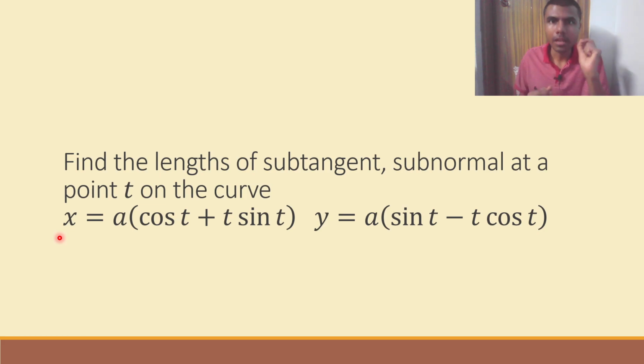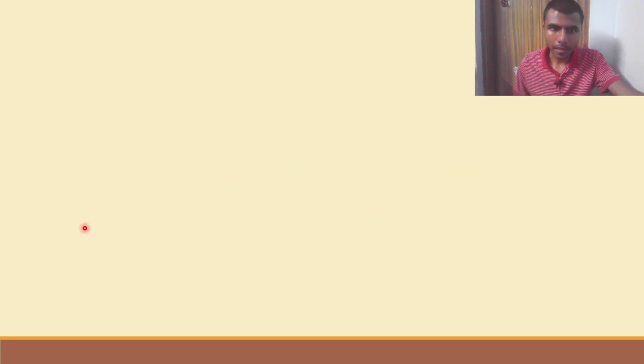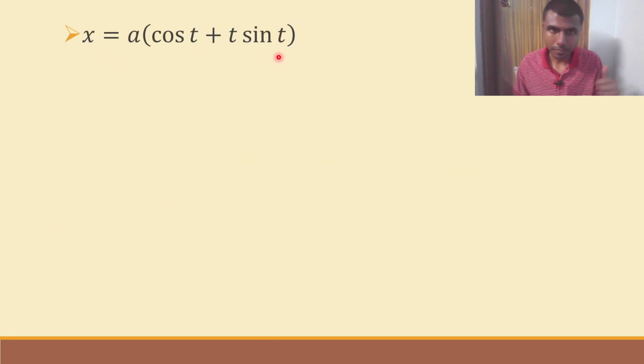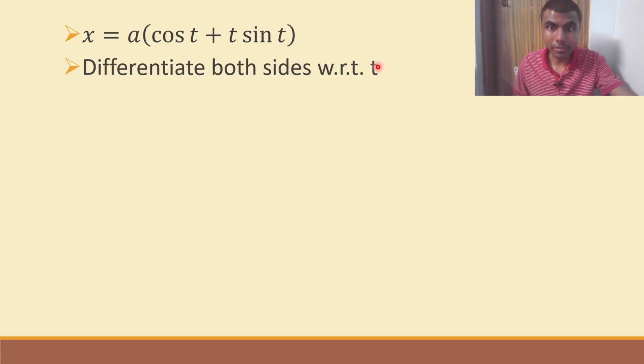First, my target is to find out dy by dx, y dash, which will come in the formula of subtangent and subnormal. Now, to find out dy by dx, I need dy by dt and dx by dt. So, let's start with dx by dt. X is already given. Now, differentiate both sides with respect to t.